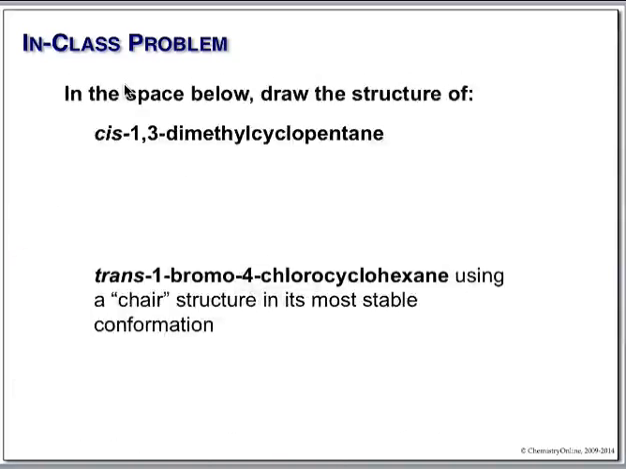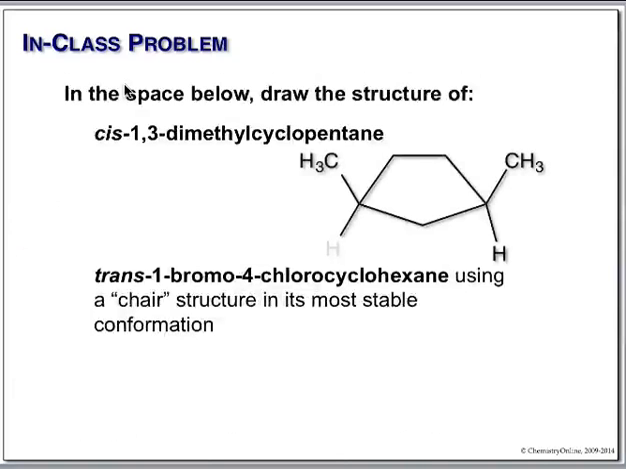Very simple, we're doing a cyclopentane. We need cis 1,3-methyls. Start off just with a basic template. We have things in 1 and 3. Cis simply means they have to be on the same side. So something like this works. Methyl up, methyl up.